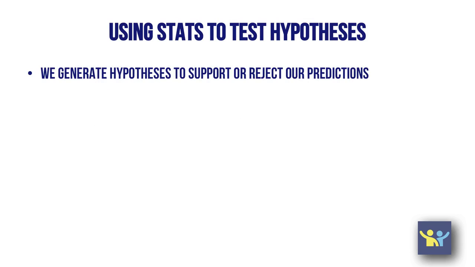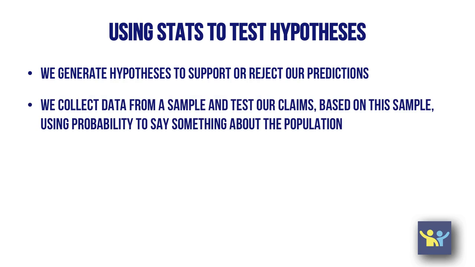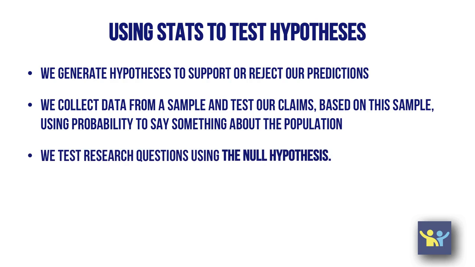To use stats to test our hypotheses, there are a few steps. First, as we've already discussed, we develop hypotheses, which will either support or reject our predictions. Then we collect data from a sample and test our claims based on this sample, using probability to say something about the population. And we do this by using what's called a null hypothesis.